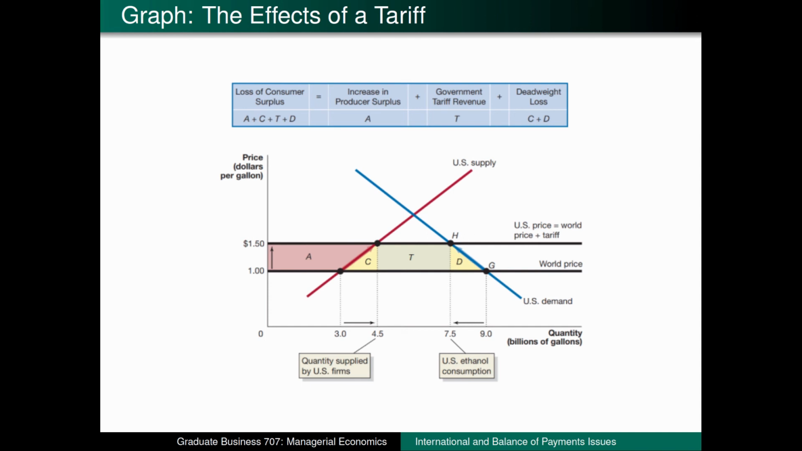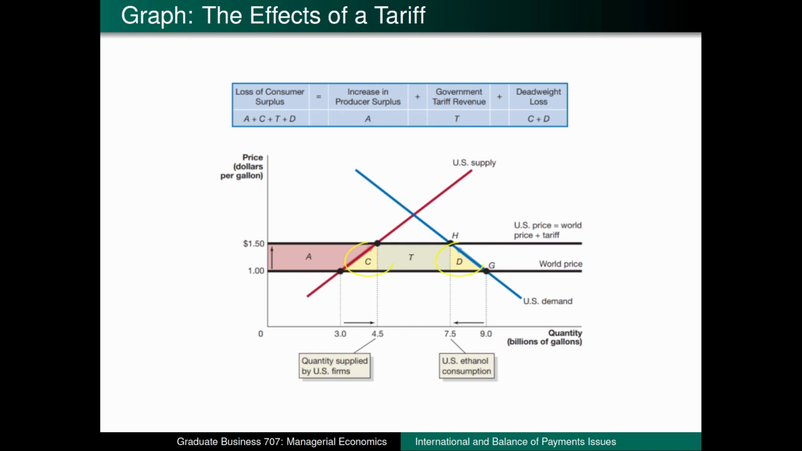Another word for government surplus is tax revenue. By charging a 50-cent tariff on each of the 3 billion gallons of ethanol being imported, the government would earn $1.5 billion in tax revenue. This is illustrated as the green rectangle T, which used to be part of consumer surplus in the free trade graph. So not only is a portion of consumer surplus transferred to producer surplus, but another portion of consumer surplus gets transferred to government surplus.